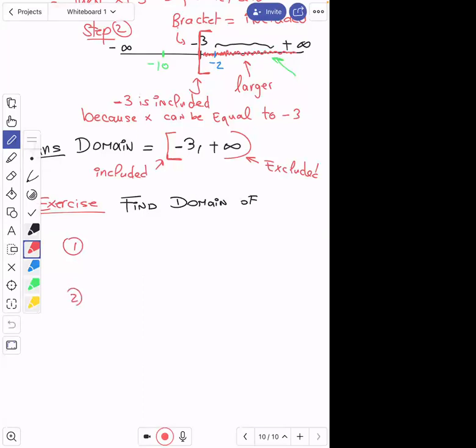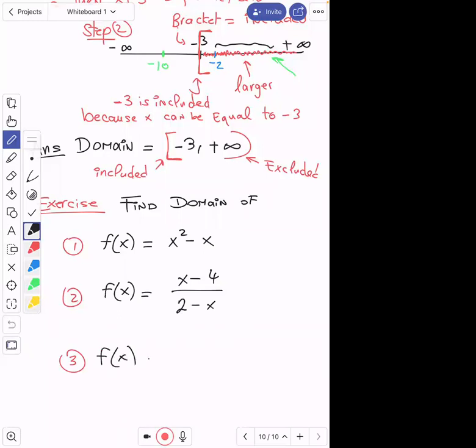Let's have 3 functions. First function, f of x, let's go with something very simple, which is just x squared minus x. Second function, f of x, is x minus 4 over 2 minus x. Third, f of x is equal to the square root of 2 minus x plus x squared.